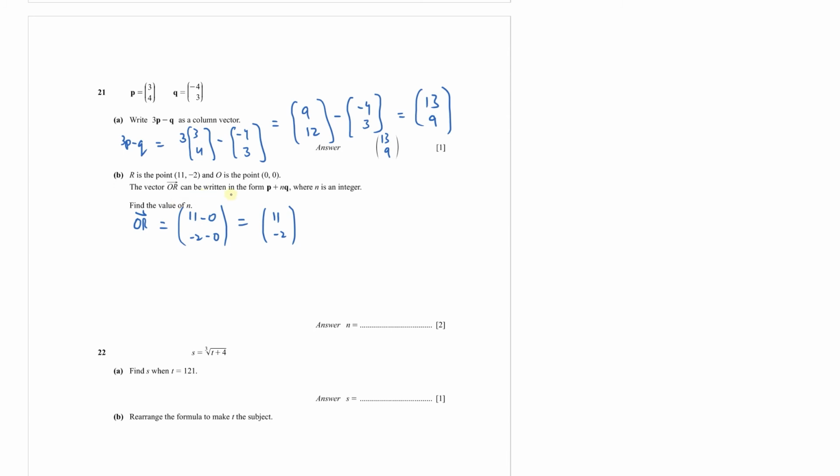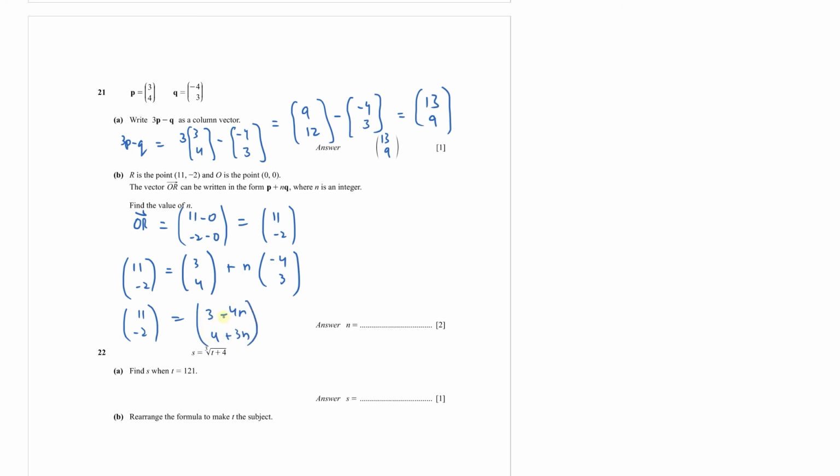And then you're told that this OR is p plus nq. So 11, minus 2, this OR vector is p plus nq. So what is p? p is 3 and 4 plus n times q is what? Minus 4 and 3. And then if you compute this further, you get 3 minus 4n, since this n goes inside. And the value below is 4 plus 3n.